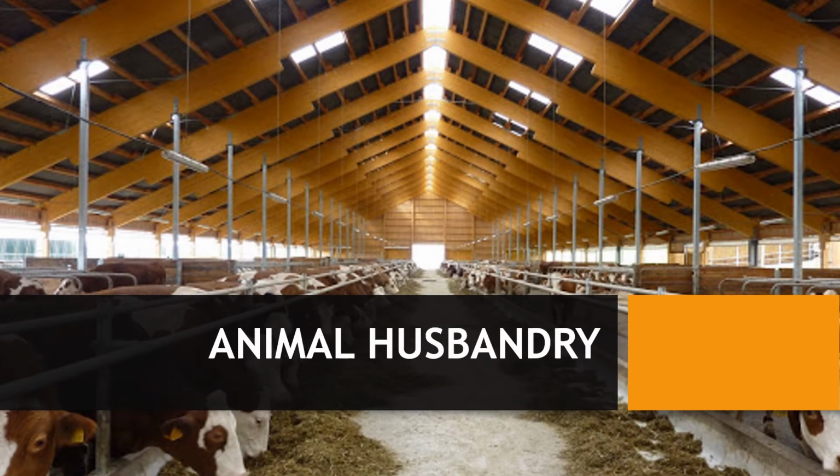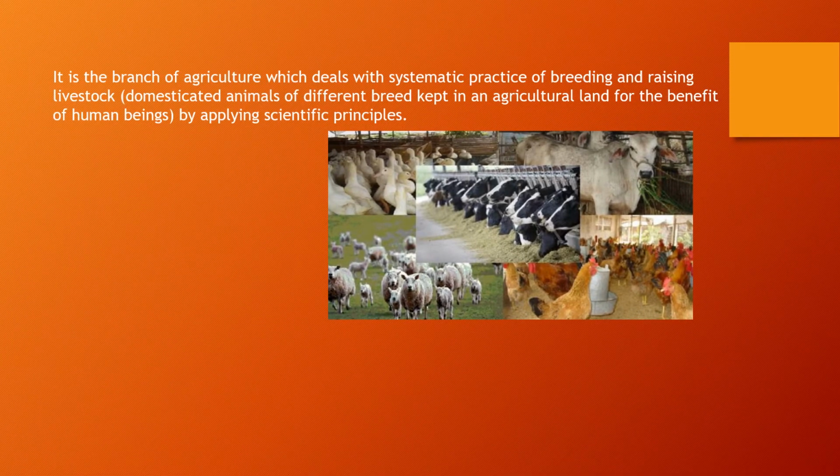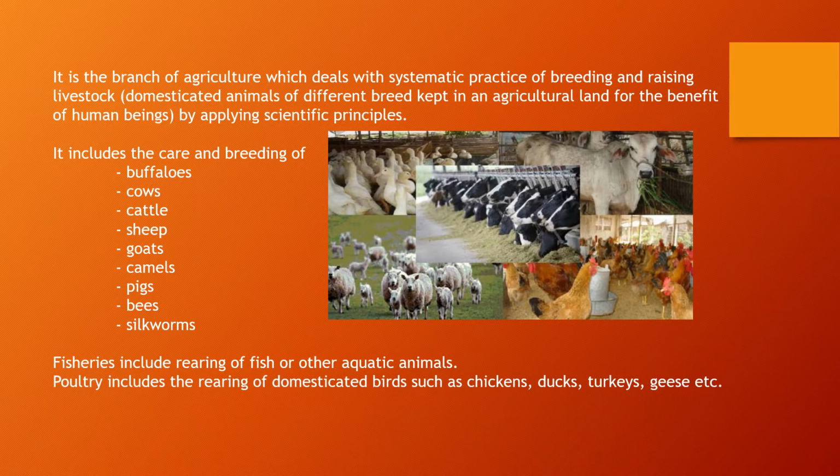Let's have a look into animal husbandry. Animal husbandry is a branch of agriculture which deals with systematic practice of breeding and raising livestock by applying scientific principles. It includes the care and breeding of buffaloes, cows, cattle, sheep, goats, camels, pigs, bees, and silkworms. It also includes fisheries and poultry.